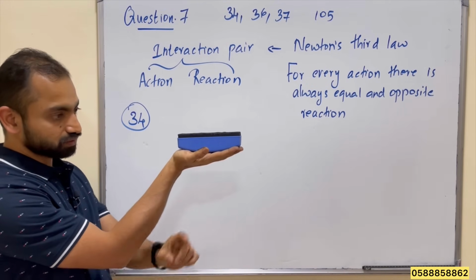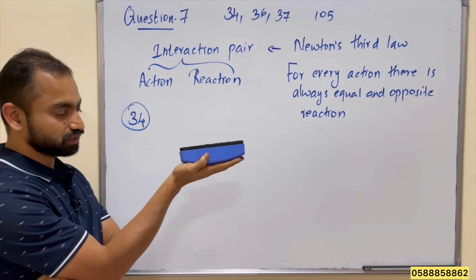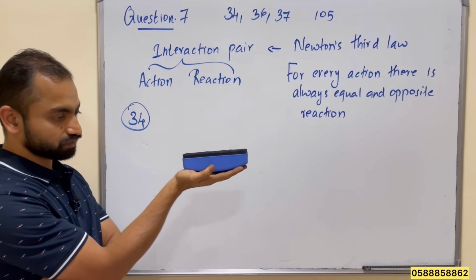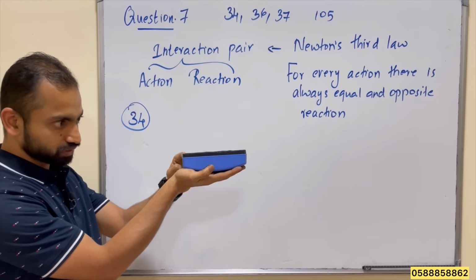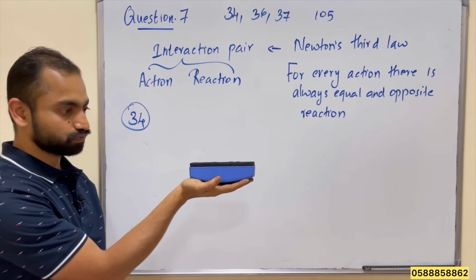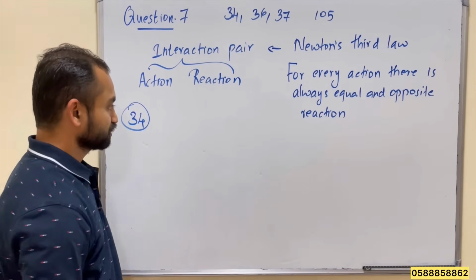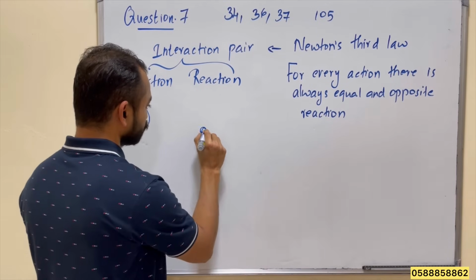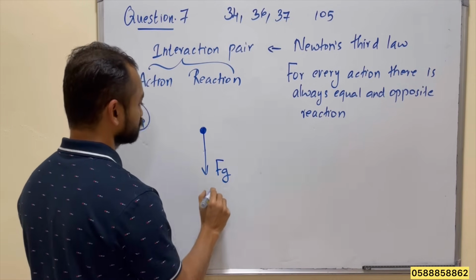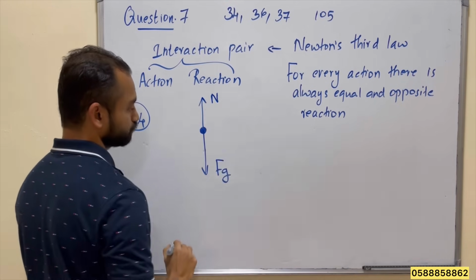One is Earth attracting the duster downward. Earth is attracting this object in the downward direction, that is the force of gravity, one of the forces. The second force: my hand will be pushing this duster in the upward direction, the normal force. So this duster is experiencing two forces. If I draw the free body diagram, one force is the force of gravity in the downward direction, the other force is the normal force in the upward direction.